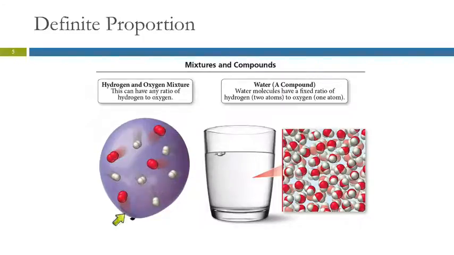Okay, so here's an illustration. The balloon, oxygen and hydrogen mixed together. You could have any ratio, but in a compound the ratio is fixed. It's definite.